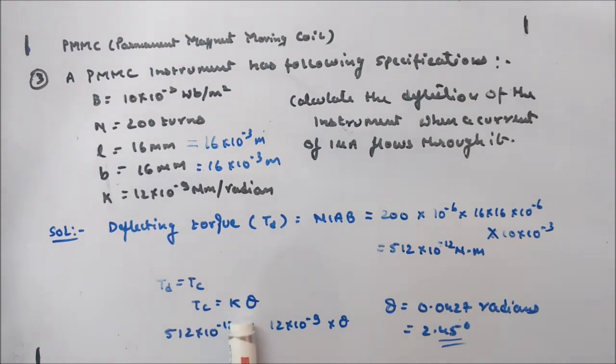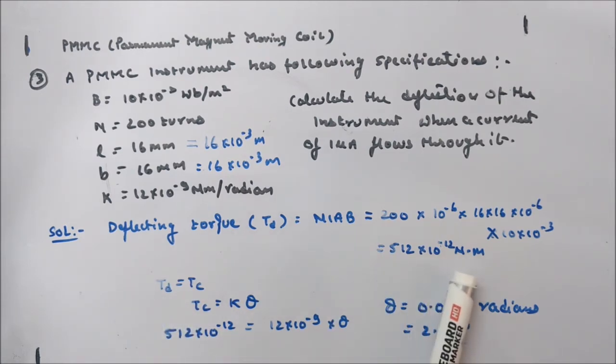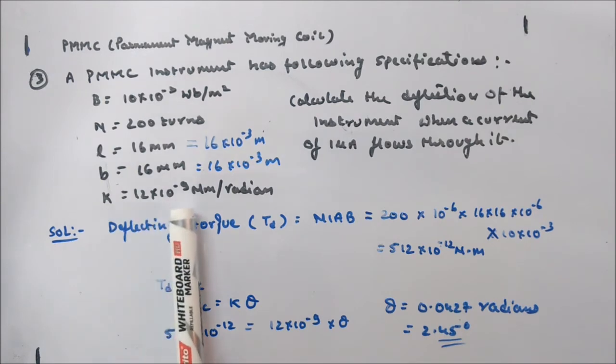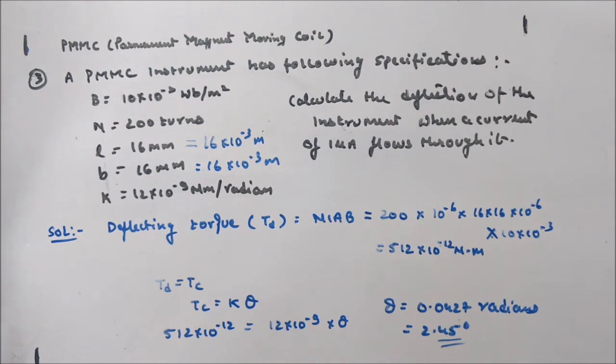So TC is equal to K into theta. K is 12 into 10 to the power minus 9 Newton meter per radian. So if you plug the value, TC is equal to TD, that is 512 into 10 to the power minus 12 Newton meter. Then K is 12 into 10 to the power minus 9 Newton meter per radian. So theta will come out to be 0.0427 radians, that is 2.45 degrees. Okay, theta is always in radians, so you have to convert by multiplying by 180 by pi. If you multiply this number with 180 by pi, you will get it in degrees, and this is your answer.